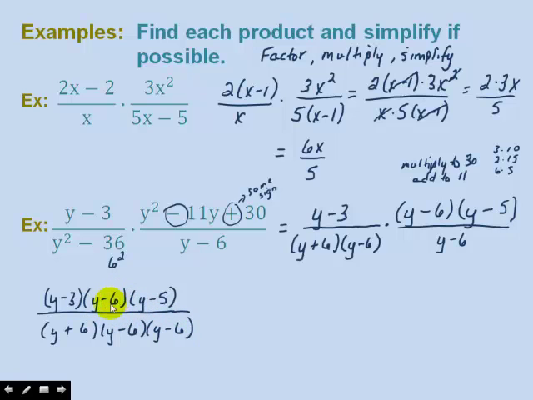Now we want to simplify, so we're just looking for factors that are in common. So we have a y − 6 in both of these. We can cancel that out. Now we don't have any other factors that are in common between the numerator and the denominator. So that's all we can do as far as simplifying.